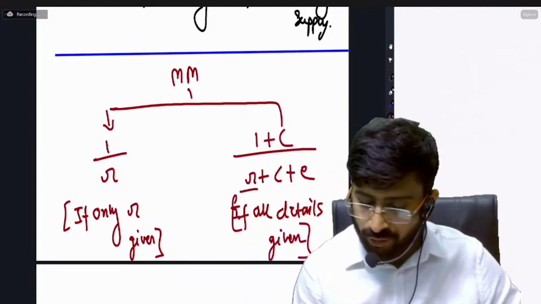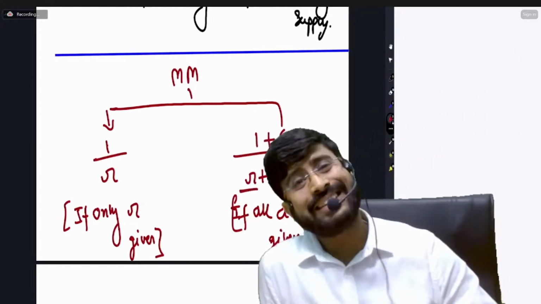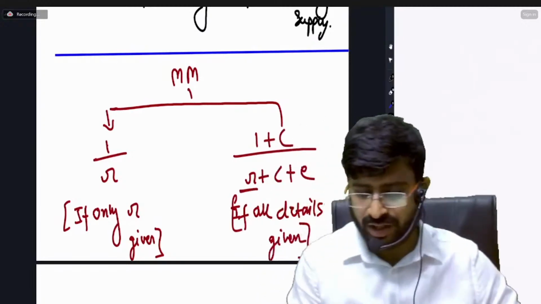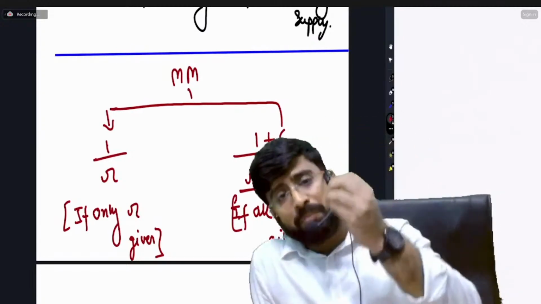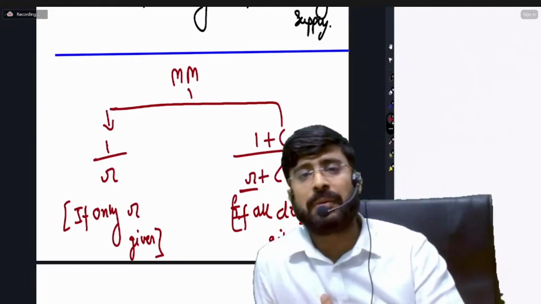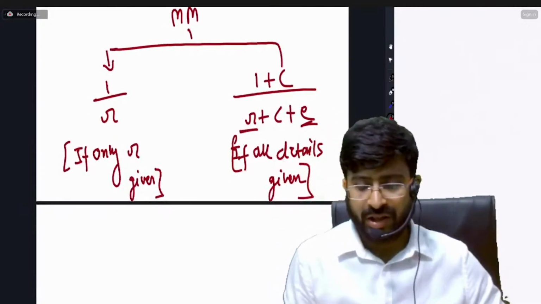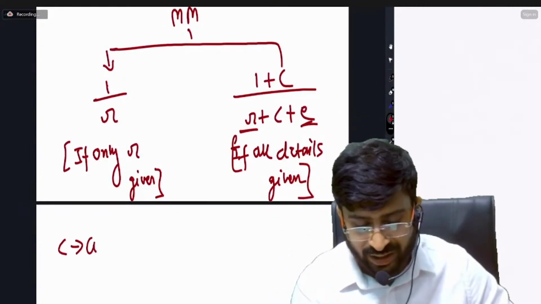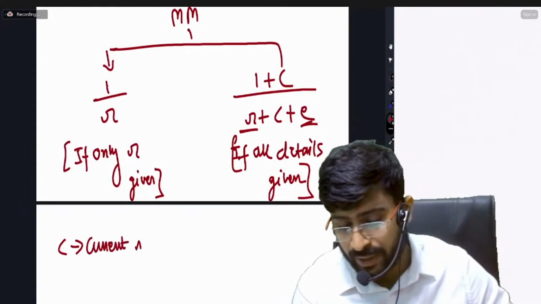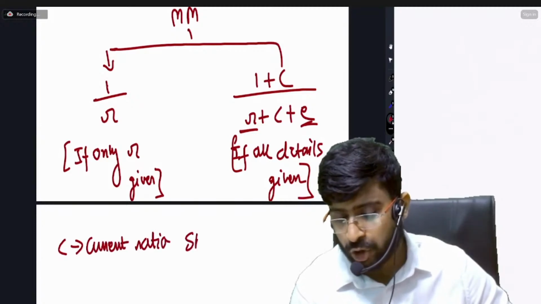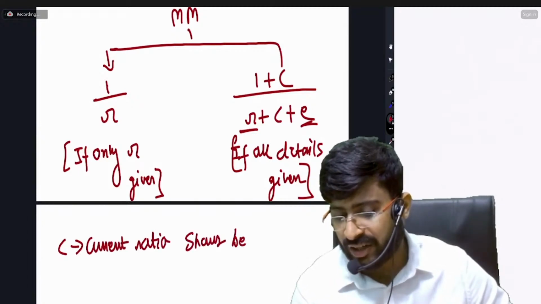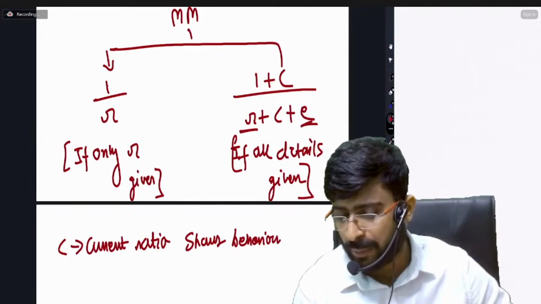R is the one which is mandatorily required. That is legal requirement, legal compulsion. E is the extra that the commercial banks are maintaining on their own. And yes, C, currency ratio, shows the behavior of public.